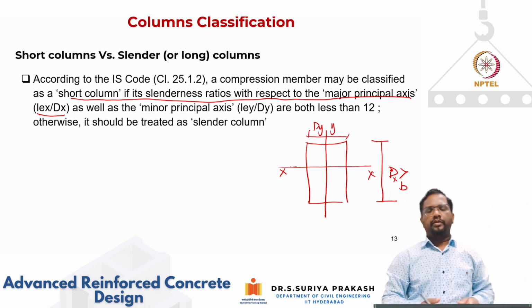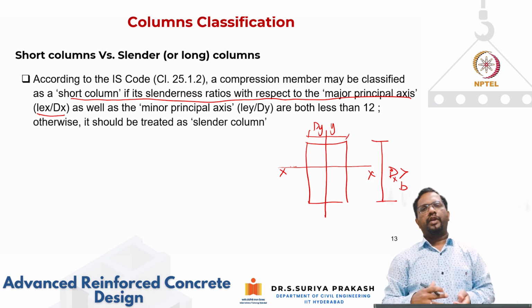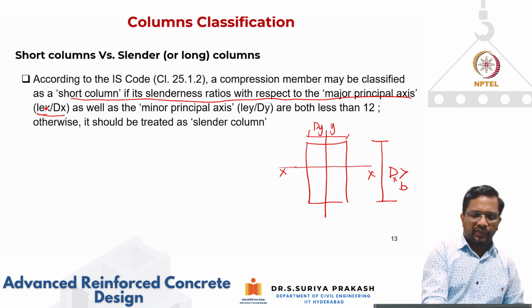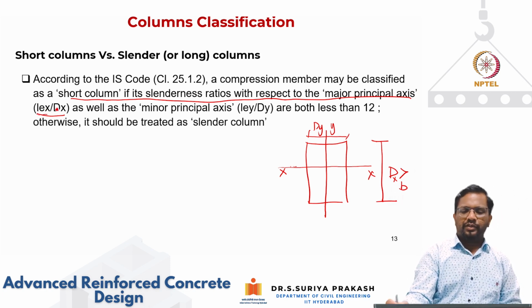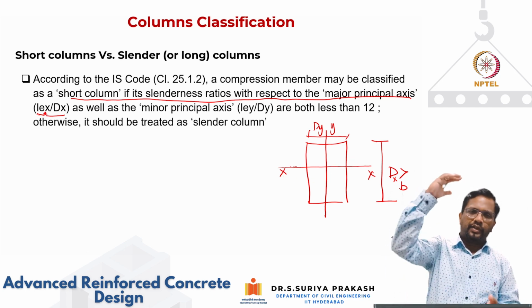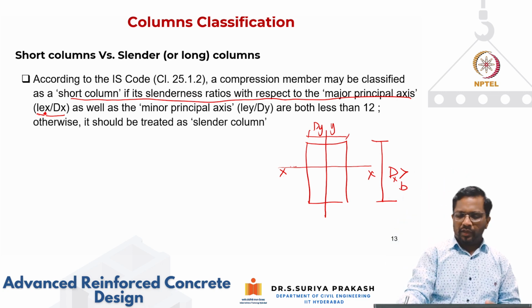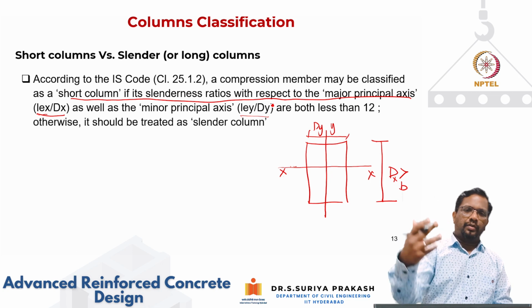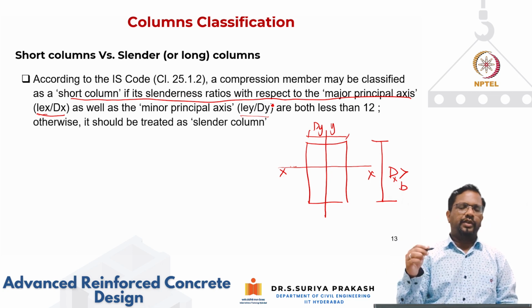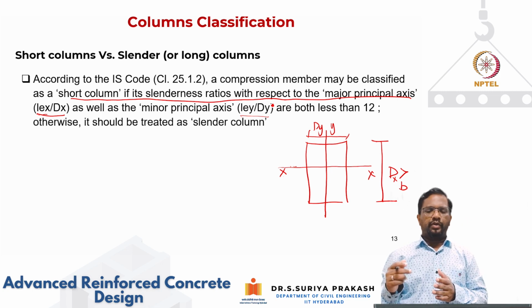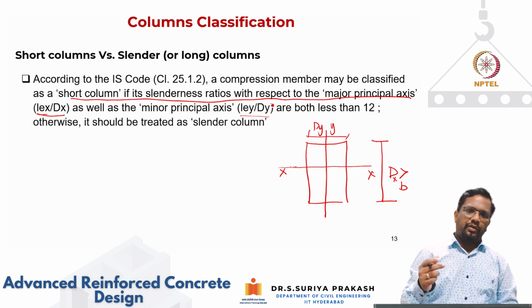Similarly, the effective length also has to be taken about the axis for which we are calculating the slenderness ratio. We will talk about what effective length is. So you have the slenderness ratio about, let's say, the major axis of bending, in this case x. You calculate it as the effective length about the x-axis divided by the dimension crossing that major axis, which is Dx. Similarly, the slenderness ratio is going to be Ley by Dy about the minor axis. The IS code defines that when the ratios Lex by Dx and Ley by Dy are both less than 12, then we can classify the column as a short column.